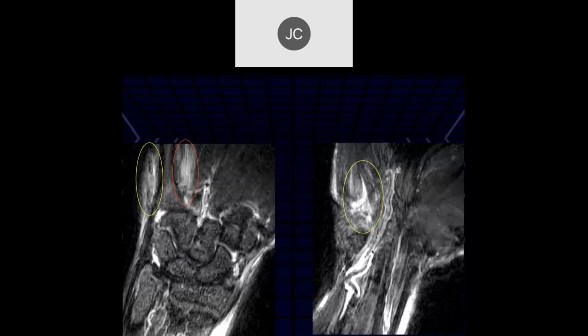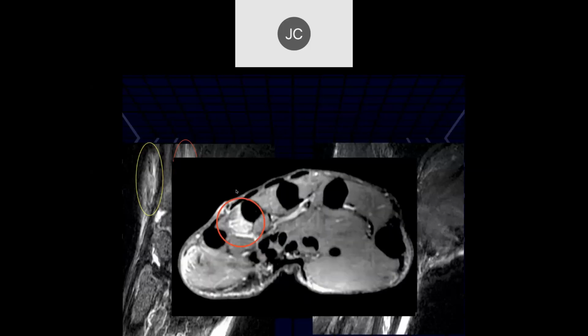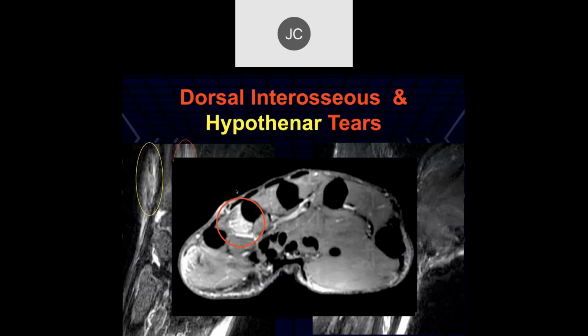This is another trauma case, and it's a little hard to see with these images, and I don't expect you to pick this up, but we can see that there is actual edema if you compare these muscles between the fourth and fifth, and adjacent to the fifth, with the other muscles. And these are muscle tears of the interosseous muscles, dorsal interosseous muscles.